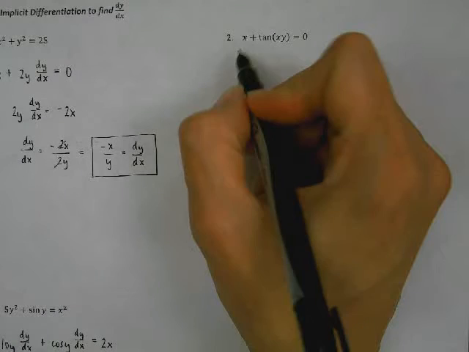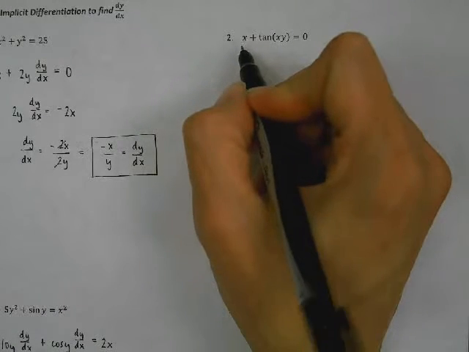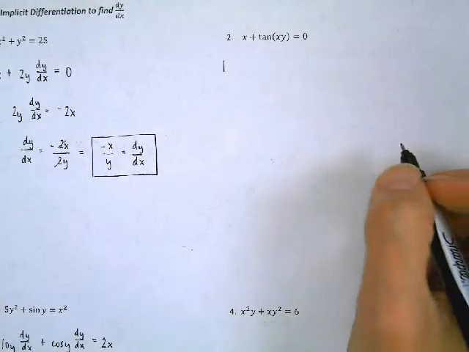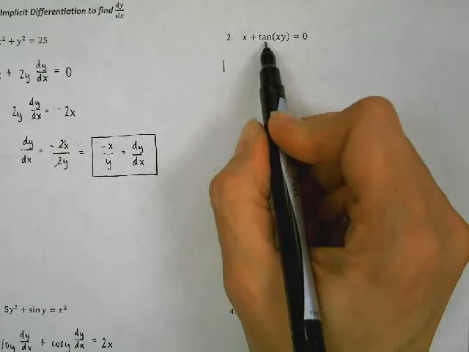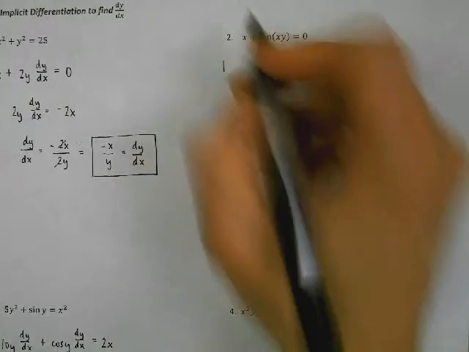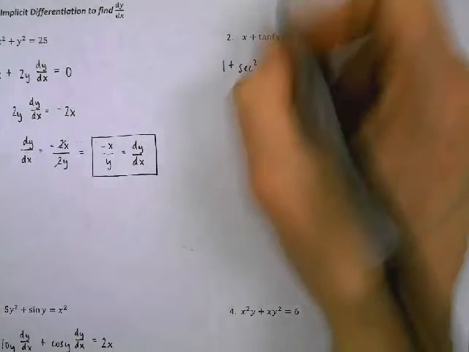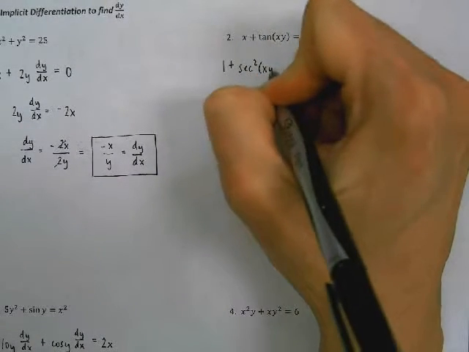So let's go ahead and get started. First thing I'm going to do is differentiate x. At least that part is easy. I know that's 1. Now I'm going to differentiate tangent. So I know I have secant squared. And my argument for right now is going to stay the same.